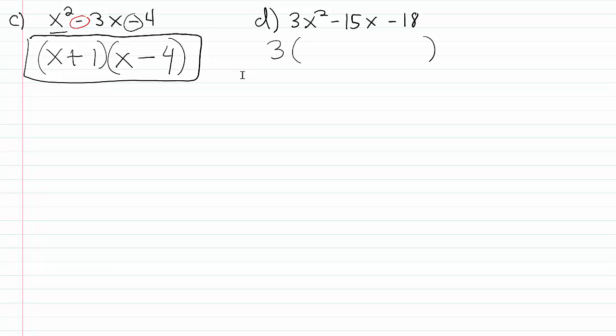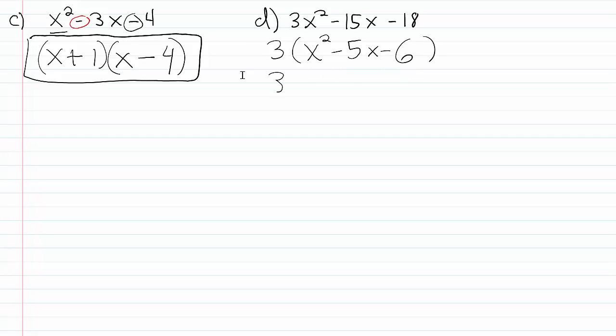So 3 goes into itself 1 time, leaving you just x squared. 3 divides into negative 15, negative 5 times, leaving you a negative 5x. And 3 goes into negative 18, negative 6 times. So this is the greatest common factor factored out. Now from there, I do need to check to see if the trinomial will still factor. It might still factor, right? Greatest common factoring is the first step of the process, but it isn't the only step.